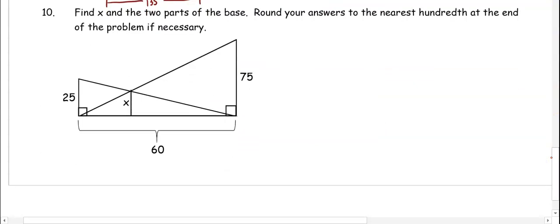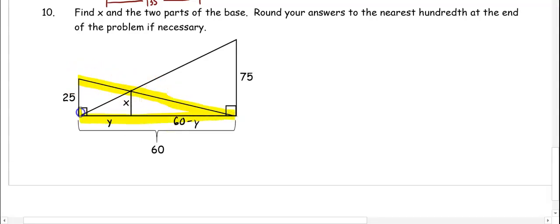In number 10, find x and the two parts of the base. Round your answers to the nearest hundredth at the end of the problem if necessary. So in this problem, we don't know the base at all. We know the full length is 60, so I'm going to call part of it y and part of it 60, the total, minus y, which is the part. So we really have two triangles that are overlapping with the same base.